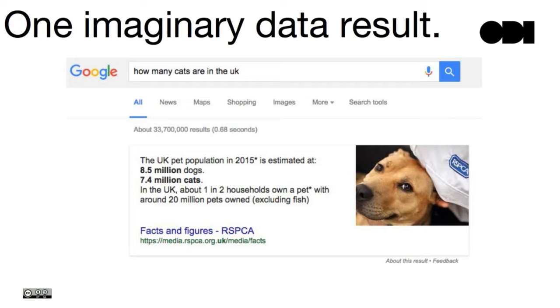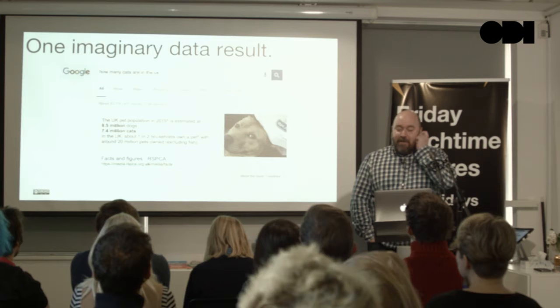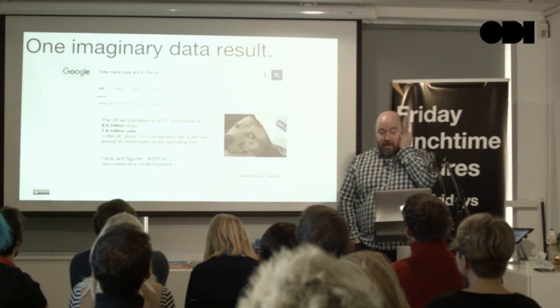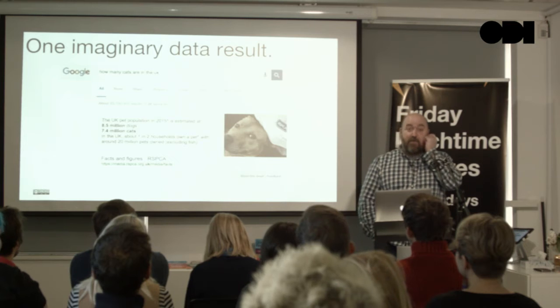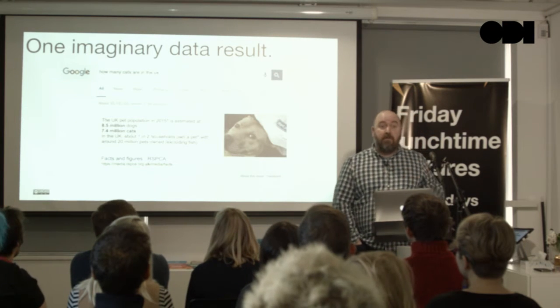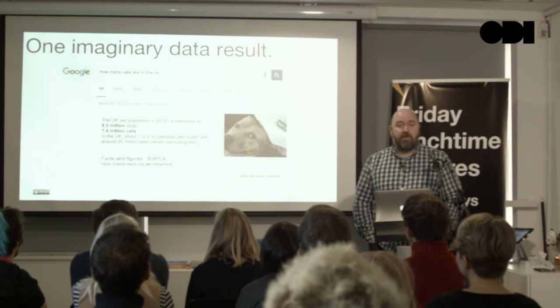I thought that'd be interesting. Someone's going to need to know that data. So I asked Google how many cats are in the UK, and it told me there's 8.5 million dogs, 7.4 million cats from the RSPCA. It's wrong. So Google's actually giving you the wrong results.